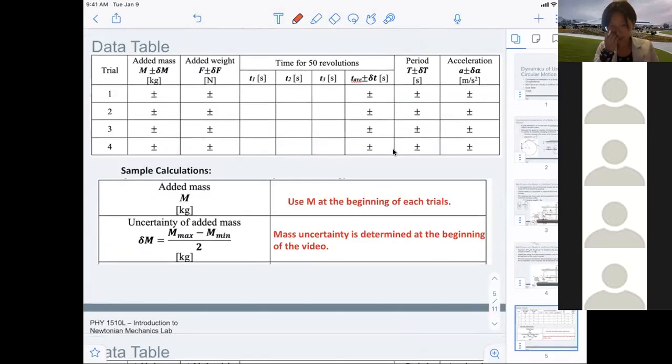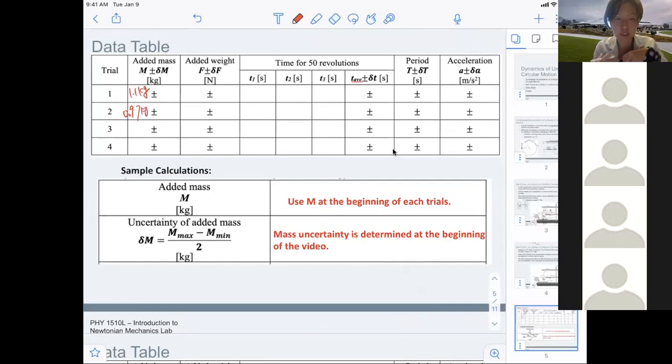Let's take a look at the data table. There will be 4 different trials because they will put 4 different masses so that you get 4 different centripetal forces. They start out with 1,100 grams, that's really just 1.1 kilograms. And then they will make it into 970 kilograms, and so on and so on.